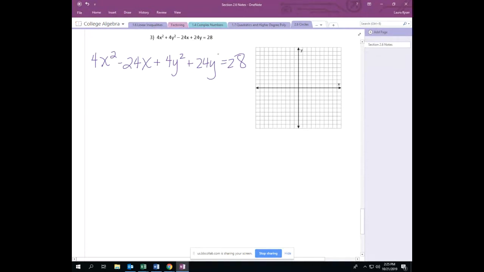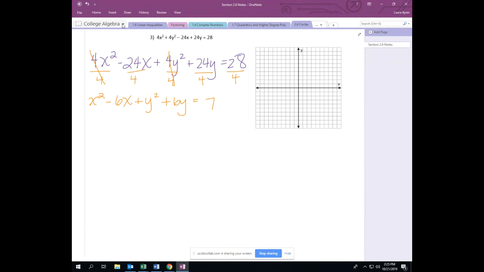Now, when you are completing the square, you are not allowed to have a leading coefficient. So if you have a leading coefficient in front of these terms, you have to get rid of it. And lucky for us, it does divide nice. But remember, if it did not divide nicely, you would still have to divide it out and deal with it in that hideous form. So we're looking at x squared minus 6x plus y squared plus 6y equals, on the other side, 28 divided by 4 is 7.